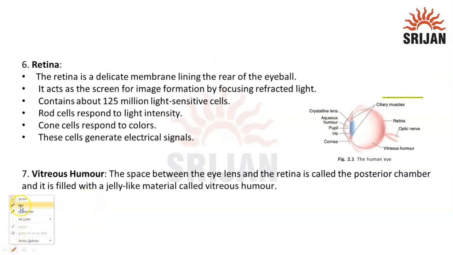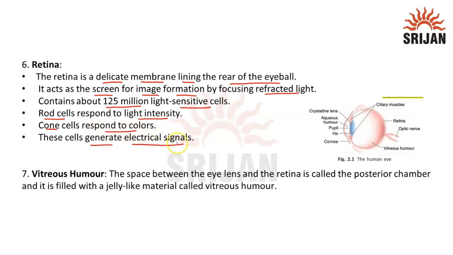Next is the retina. Retina is actually the screen where the image formation takes place. It is a delicate membrane lining the rear of the eyeball. This is what the retina is. It acts as the screen for the image formation by focusing the refracted light, and it contains about 125 million light-sensitive cells. There are primarily two types of cells, the rod cells and the cone cells. The rod cells respond to the light intensity and the cone cells respond to the colors, and these cells generate the electrical signals.